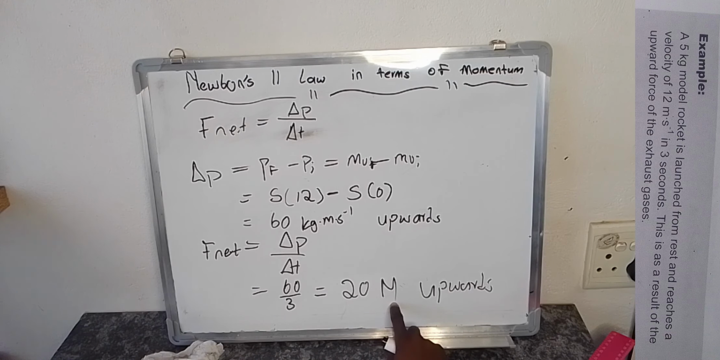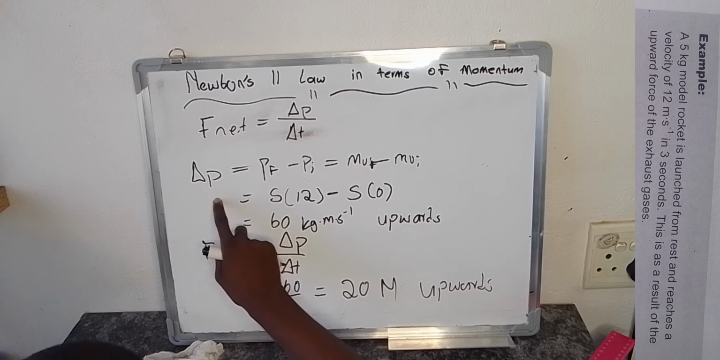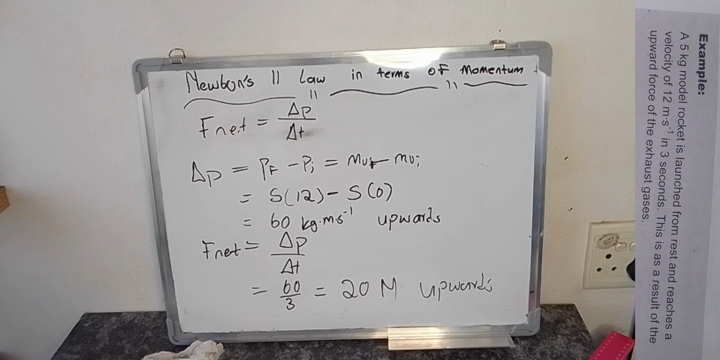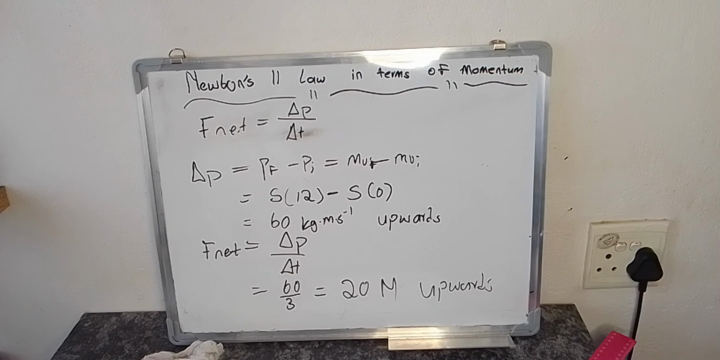Later we choose the direction again. This Fnet is upward, because the change in momentum is always in the direction of the net force. So the direction of the change in momentum is the direction of Fnet. Always know that the change in momentum is always in the direction of what? Of the net force. So the final answer again is 20 newtons upwards.